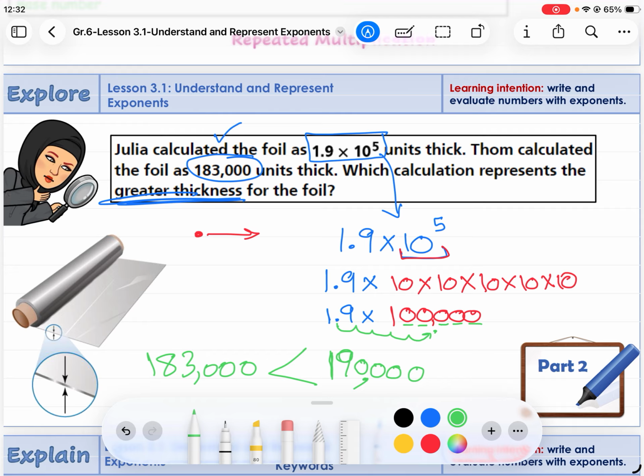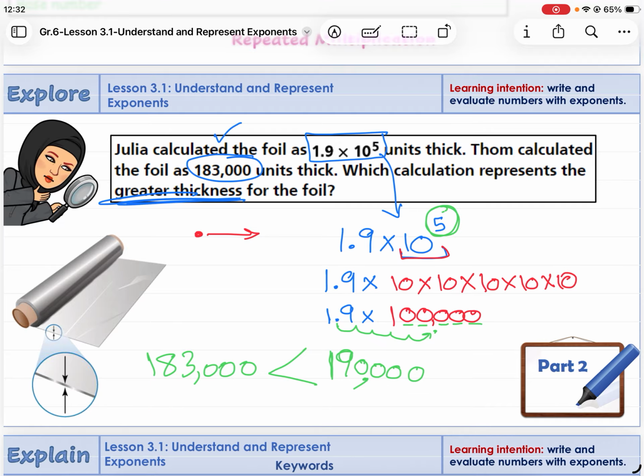Okay, guys? So that's the idea of multiplying a decimal with a power of 10. Instead of doing 10 times 10 times 10, just look at the exponent. I'm going to teach you a shortcut. If your exponent is 5, that means you just need to move the point 5 steps to the right, and you're done. And the empty places, you fill them with zeros, a placeholder, okay? Now, let's move on.